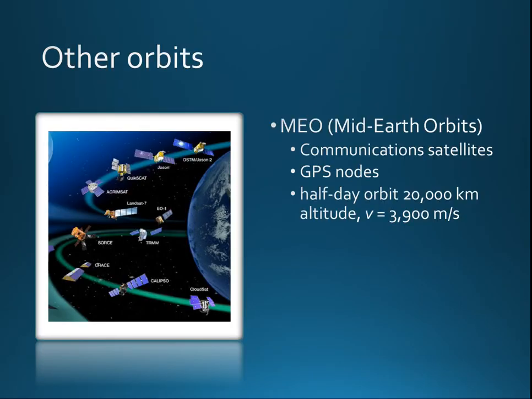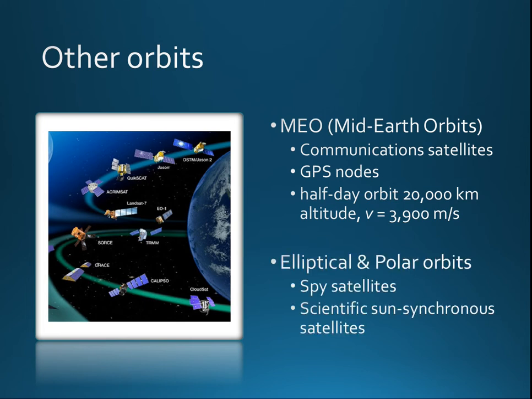Then we can move on to mid-Earth orbits. These are usually communication satellites, GPS nodes, things like that. These orbits have a half-day orbit, so a 12-hour orbit, about 20,000 kilometers in altitude with a velocity of approximately 3,900 meters per second.